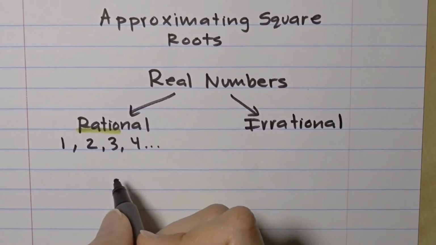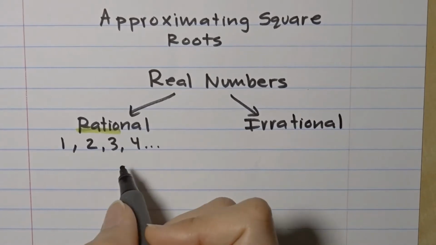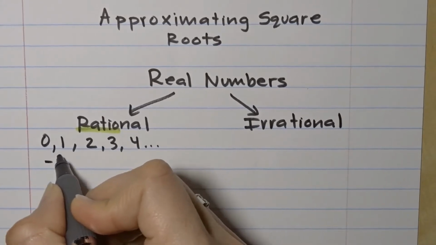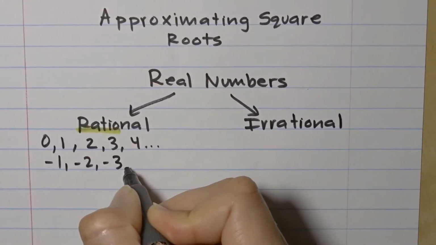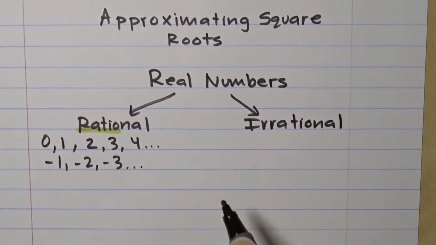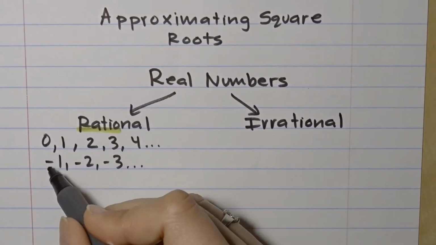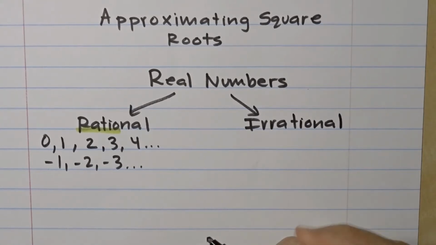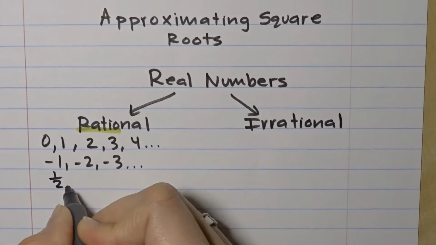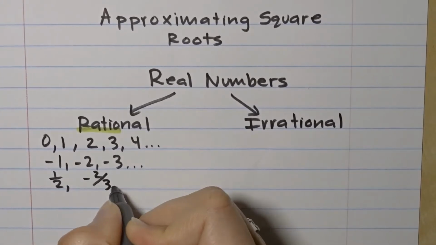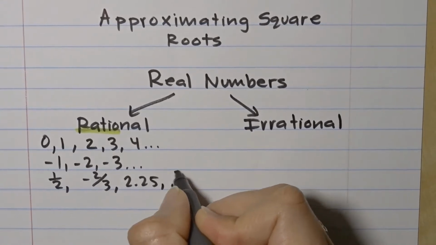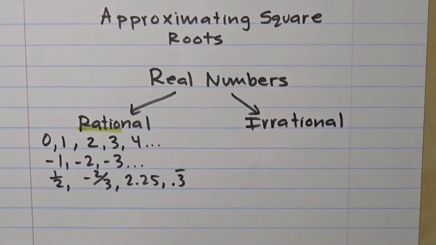And then we have whole numbers. These are counting numbers including 0. And then we have our integers: -1, -2, -3, and so forth. All of these are also rational because, again, they can be written as fractions. Every number can be divided by 1, so you can write a 1 under all of these and you've got your instant fraction. And, of course, fractions themselves: 1/2, -2/3, 2.25, 3 repeating. Anything that's a fraction or decimal is considered rational.